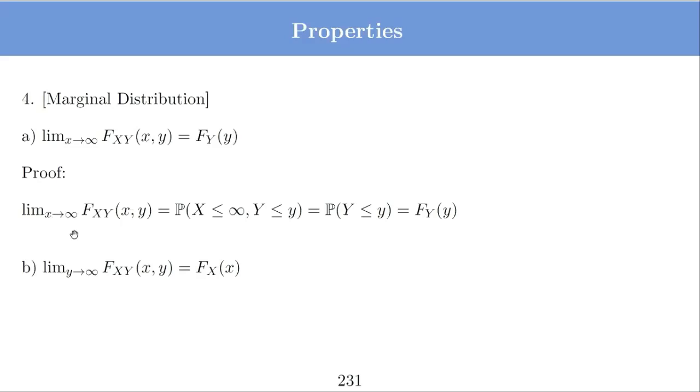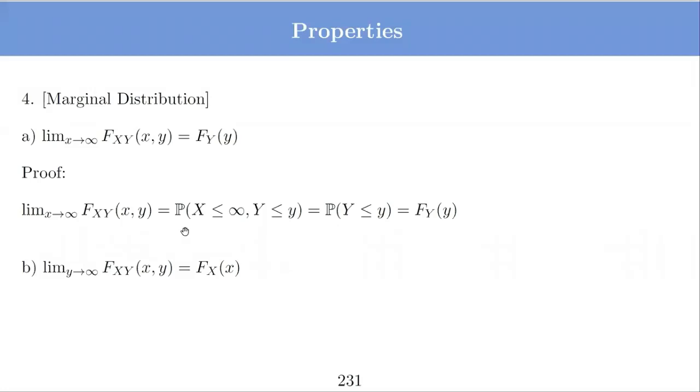And to prove this, you can see that the limit as x tends to infinity of F_XY(x, y) is the probability that X is less than x and the probability that Y is less than y. And as you take the limit as x tends to infinity, this will become the probability that X is less than infinity and Y is less than or equal to y. Now, X less than infinity is a redundant condition because of course X will be less than or equal to infinity. It cannot be more than infinity.